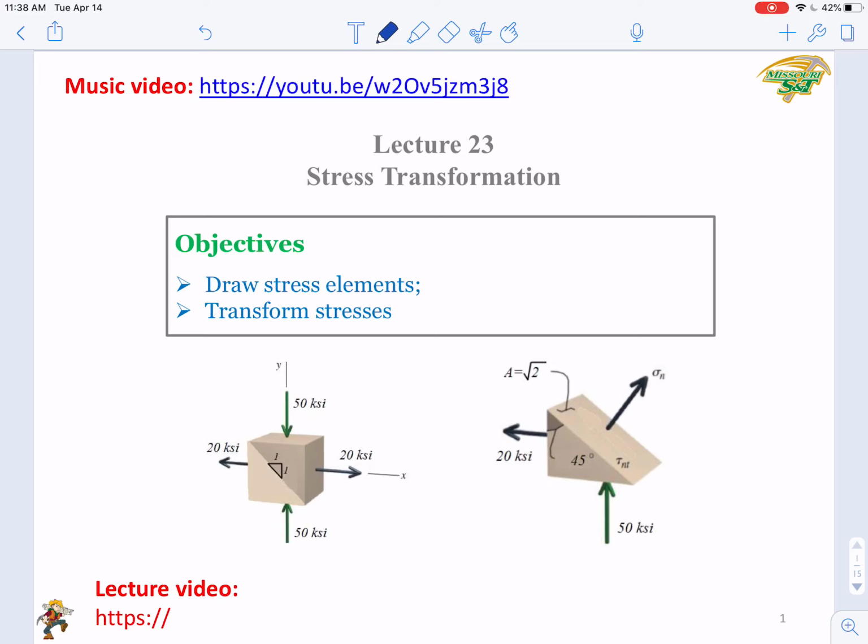Okay, so today in this chapter, we will focus on stress transformation, and we will draw stress elements and transform the stresses. And we will also explain why we need to do stress transformation, and introduce the concepts of principal stresses.